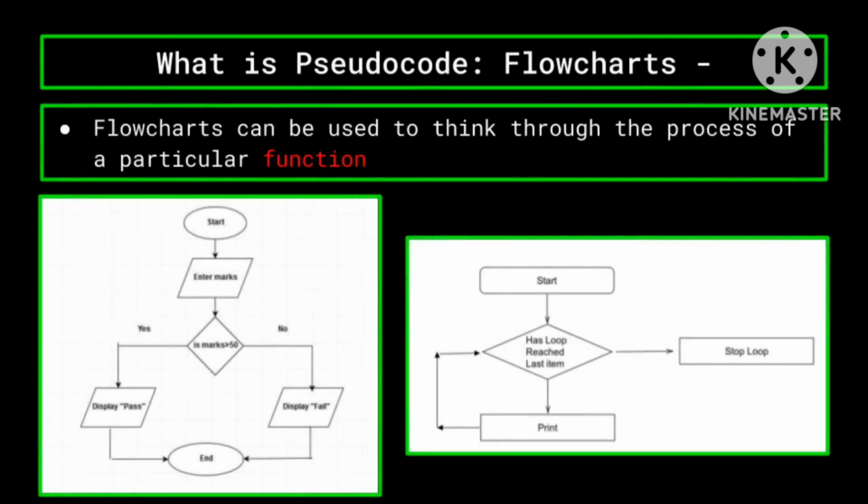The first of these is known as flowcharts, and mainly they can be used to think through the process of a particular function. A flowchart is fundamentally a graphical representation of a function and how it might flow. Many programmers do this and lay out the conditional statements and loops that they want as different blocks in the flowchart, connected by arrows and charting out every path of their function.